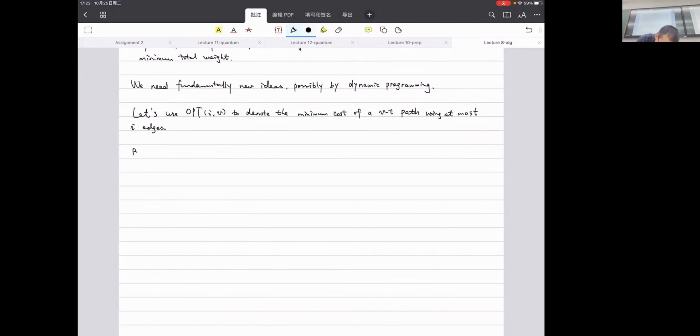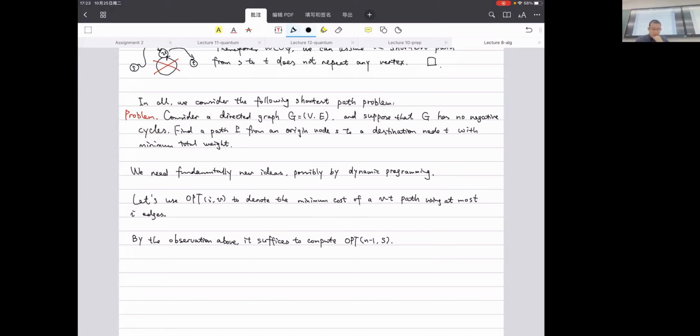So by our observation above, it suffices to compute OPT of n-1 and S. Okay, so any question about the problem and the dynamic programming?